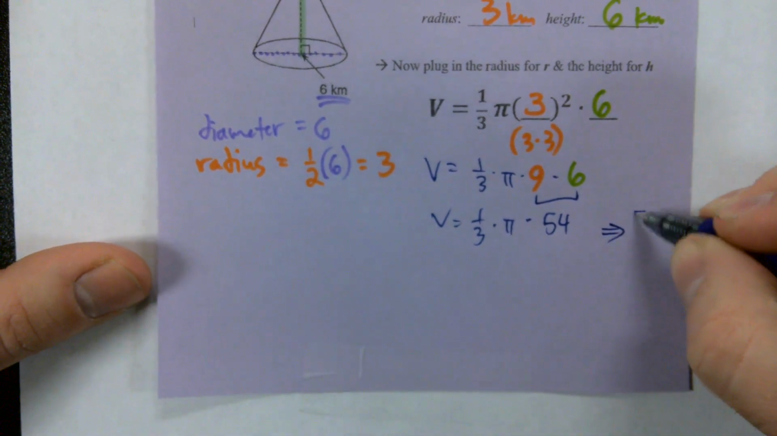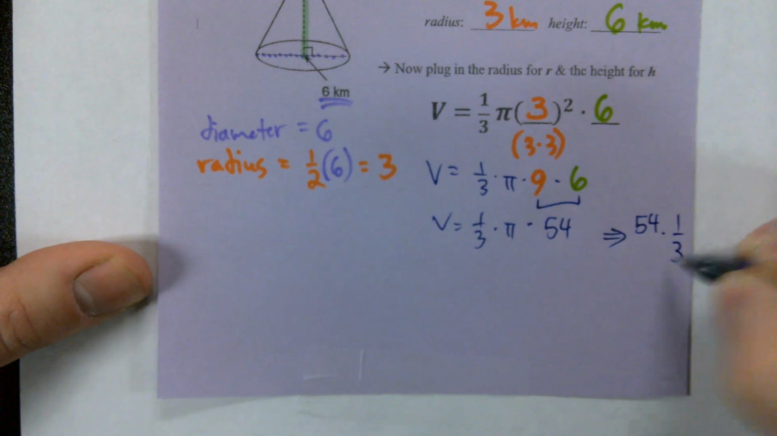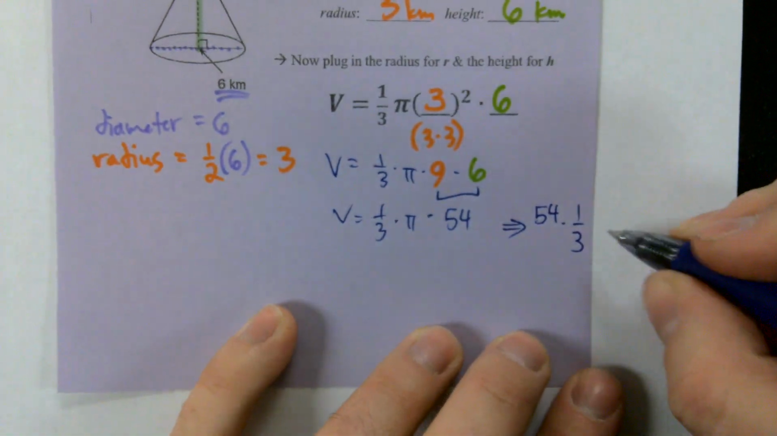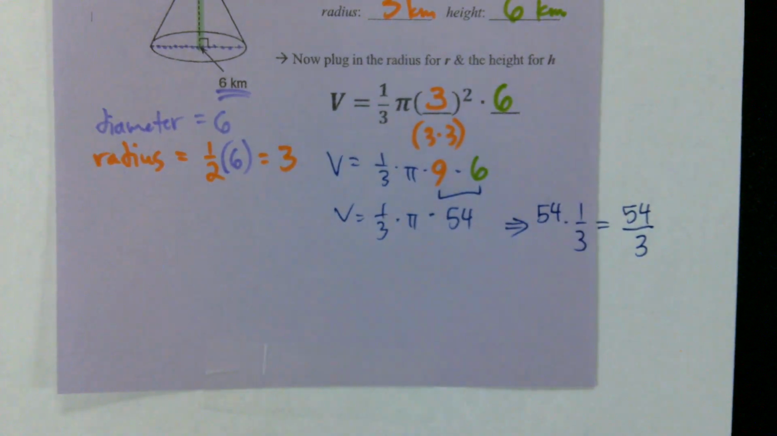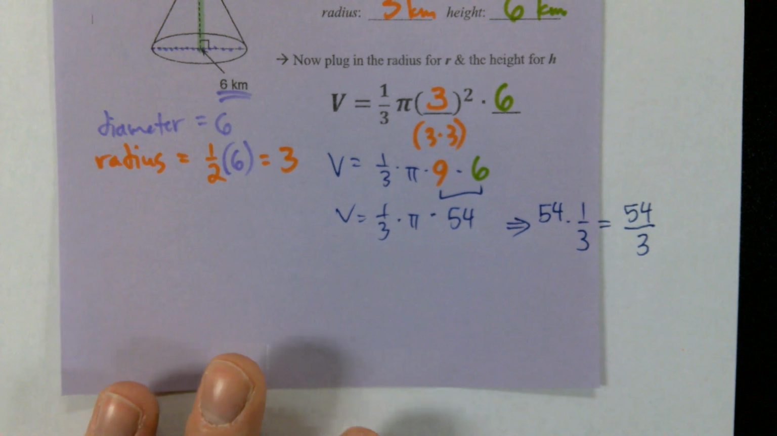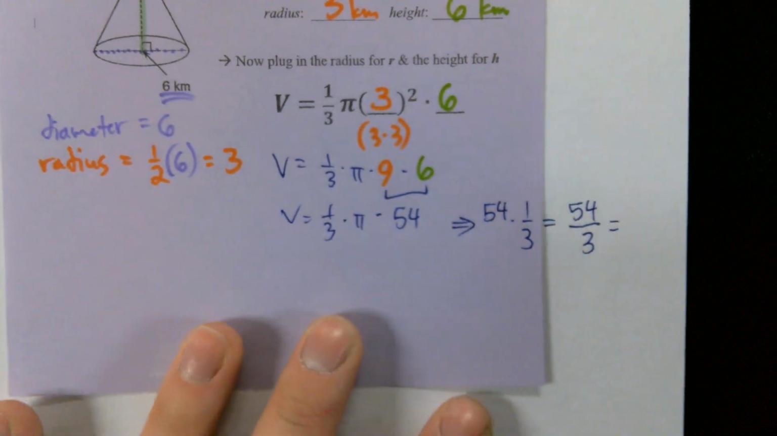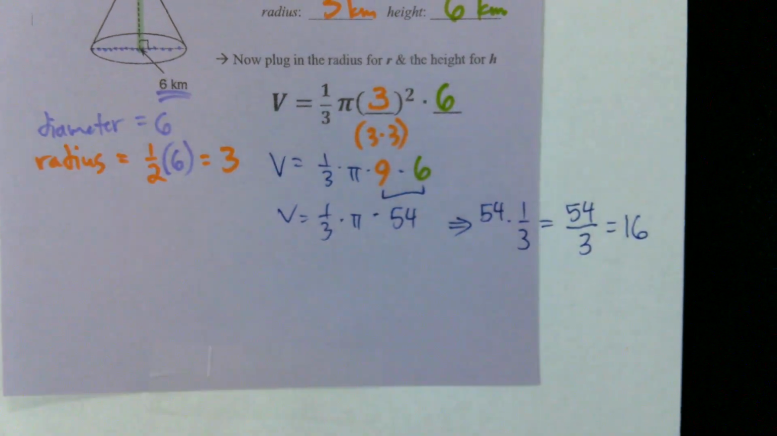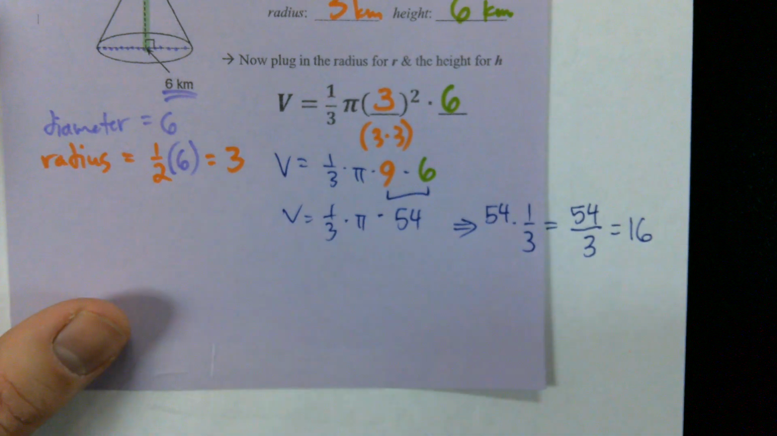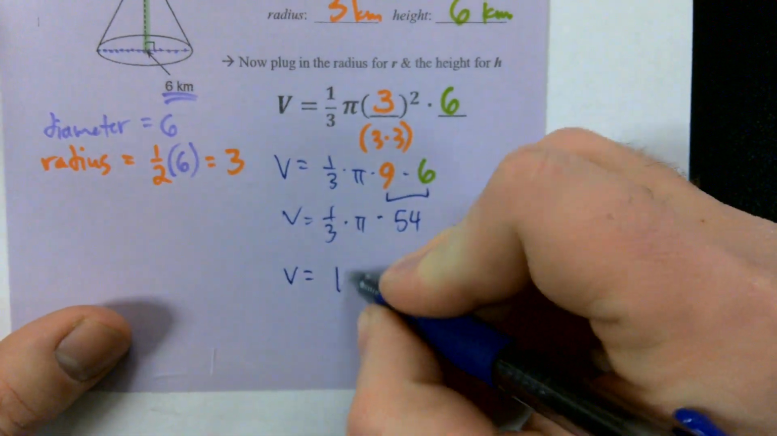I'll do a little aside here. 54 times 1/3, right, is the same as saying 54 divided by 3. Right? So what is 54 divided by 3? Close, very close. It's going to be 16, I guess. That's all right. That was a good guess. 16 times 3 gives us 54. So our answer here is V equals 16 pi.